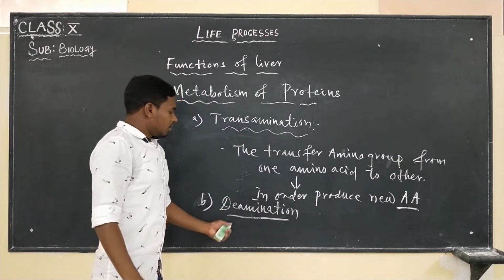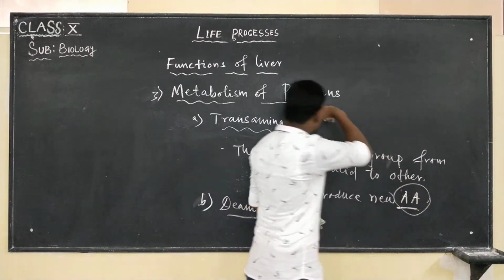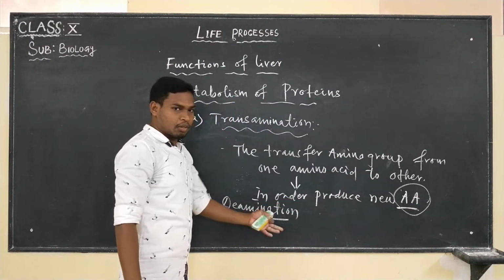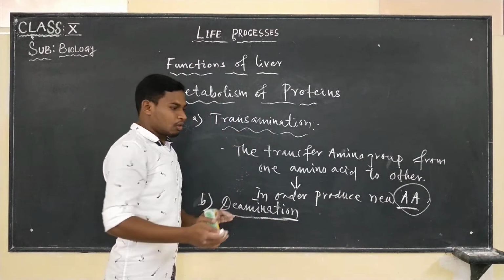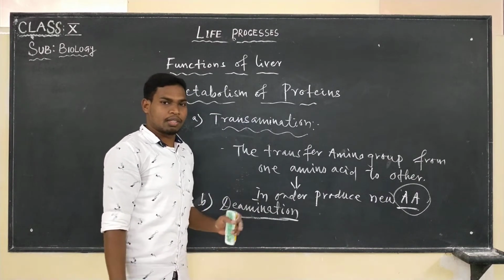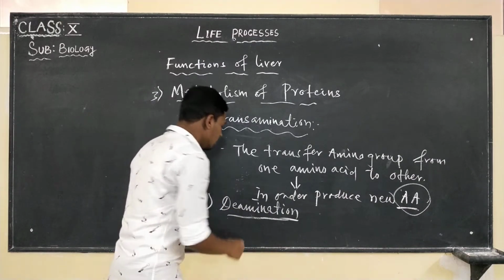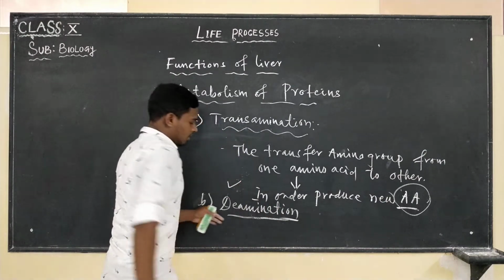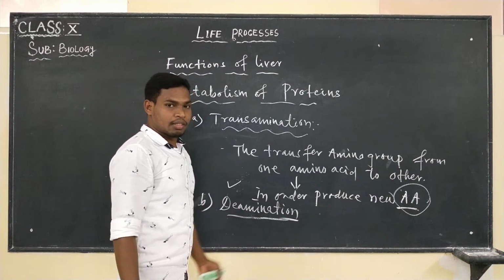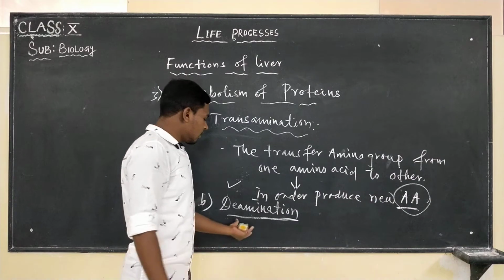Deamination is what? The extra amino acids. See here, amino acids are proteinaceous substances. So the extra amino acids or the extra proteins that are present in our body are going to be converted into non-required substances, and they are broken down in our body and removed out. So that is deamination.